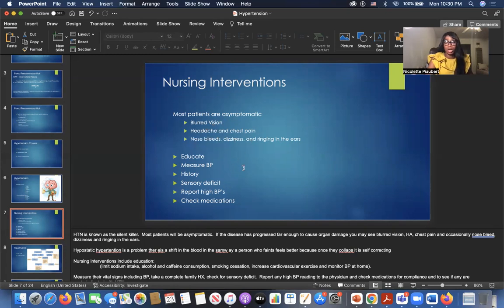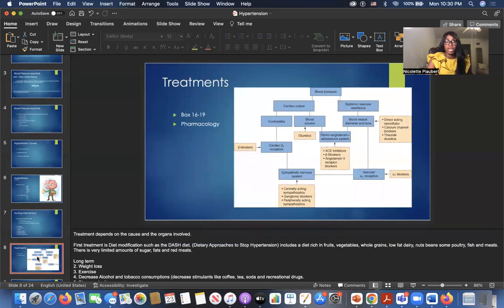We're educating them on how to eat. We're educating them on how to behave. We're educating them on what to look for, right? We're measuring their blood pressure constantly, making sure that they're keeping up with their medication. We're checking their medication. We're reporting whether they have high blood pressure. We're checking whether they have sensory issues. Do they have neuropathy? Do they feel on their toes, their fingers? We're checking all that. We're also looking at the medications that they're taking, right?